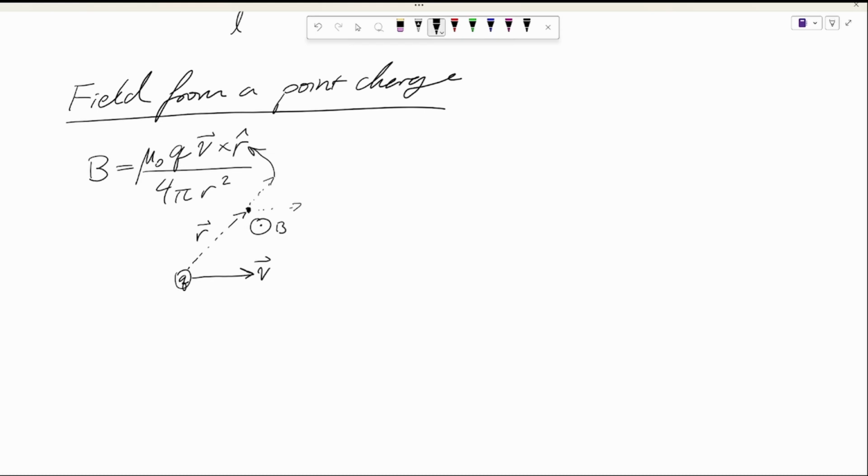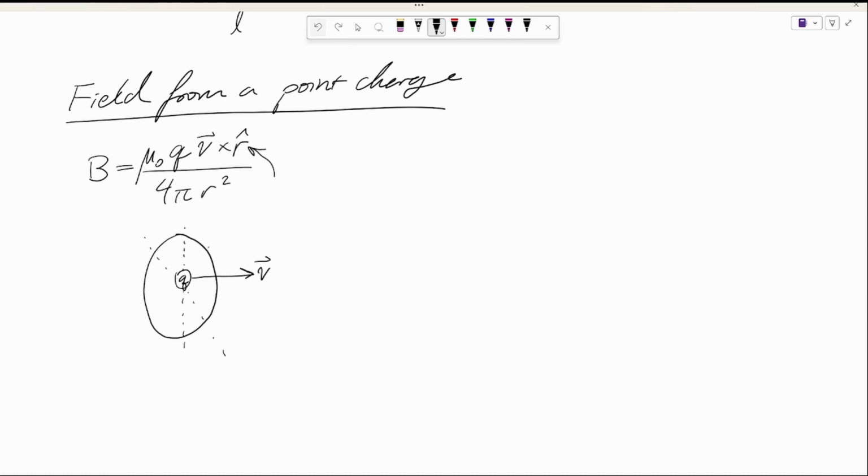For simplicity, I'll just look at the cases where you're on the same level as the point charge, like on an imaginary circle here. But for anything that's in front of or behind the point charge, you just have to look at the angle. If this is your radius r and it's some distance in front of the charge, then you look at this angle theta, and that's going to factor into your cross product and reduce the B field.